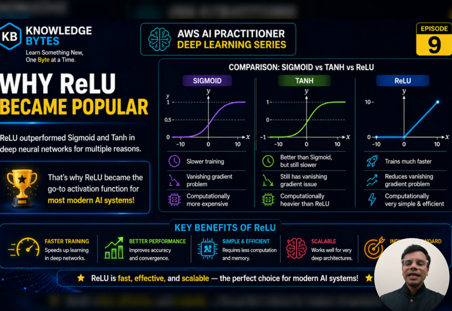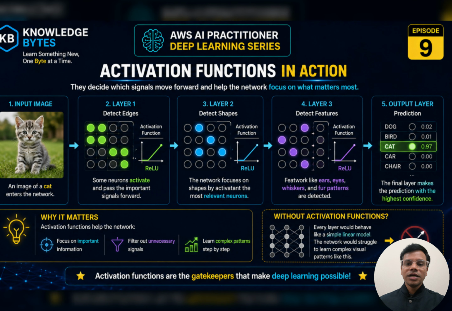For the AWS AI Practitioner exam, ReLU is the go-to activation function for many modern deep learning models. Most of you may get a question on ReLU. So now let's get into activation functions in action.